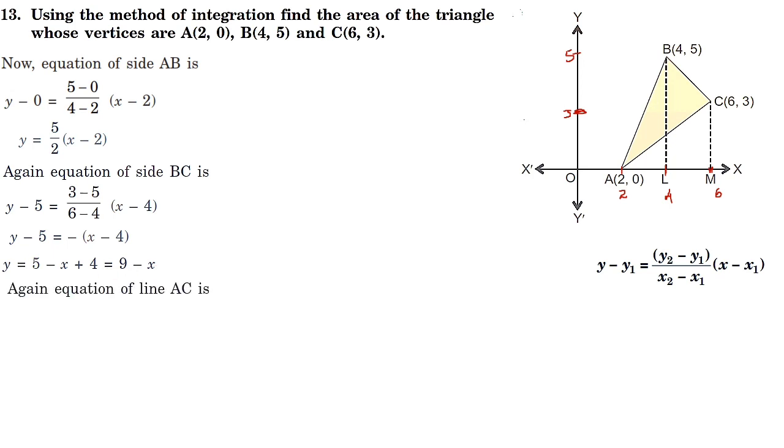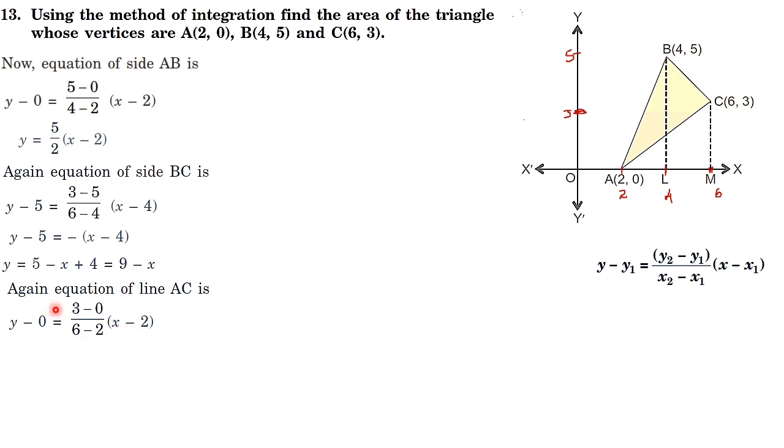Then again, the equation of the line AC. When we consider this line AC, y − y1, with x1 y1 x2 y2. y − y1 is y − 0, equal to (y2 − y1) according to the formula, that means 3 − 0, divided by x2 − x1, x2 is 6, so 6 − 2, into (x − x1), so x1 is 2. It's written.